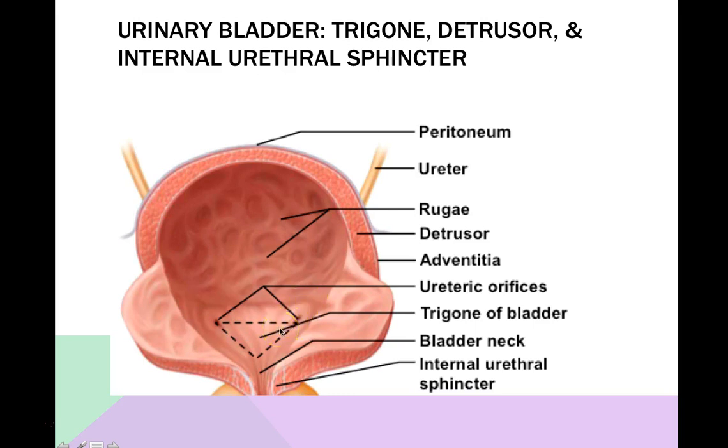into the urinary bladder. Now this area, if we draw a line from each of the ureteric orifices and lines down to your internal urethral sphincter, it forms a triangle. And this triangle is known as your trigone. It's kind of the pathway that urine will take in order to empty out the body.